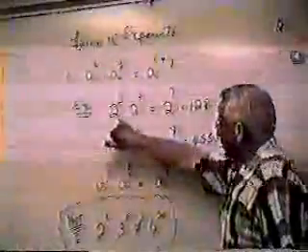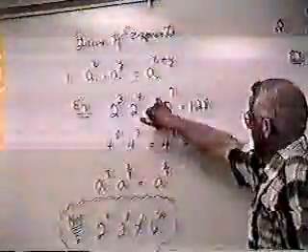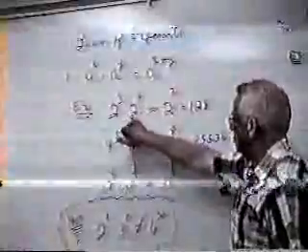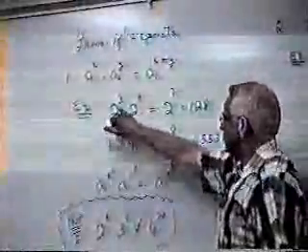Say it over and over and over again before I get through this tape: when you multiply and the bases are the same, you simply add the exponents. You do not multiply the bases. Do not multiply these. Simply add the powers, and then that becomes 2 to the 7th power.